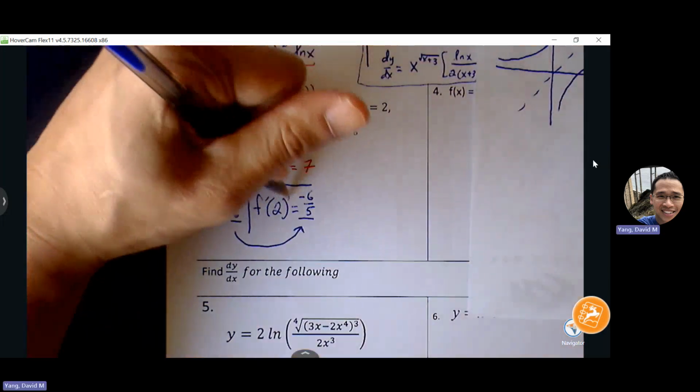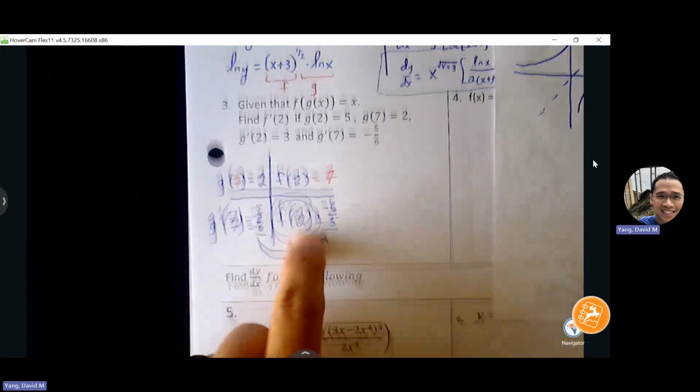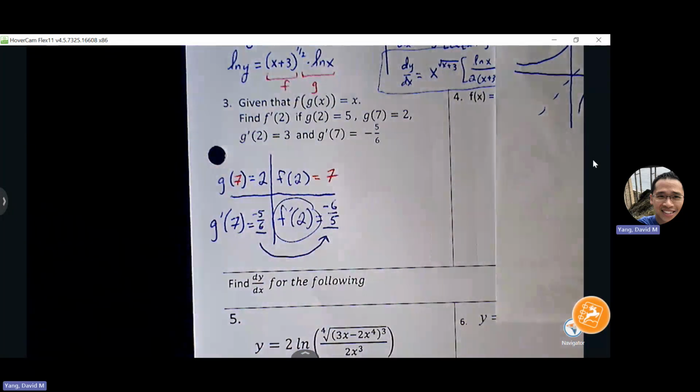Whatever I'm looking for, I'm always going to put that there, and then I'm always starting here and working my way around. So whatever is the unknown, I'm always going to put in the box.